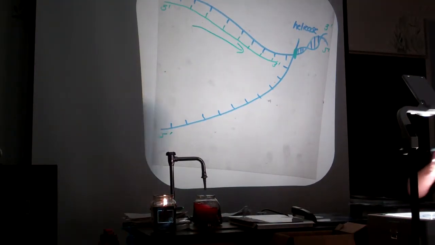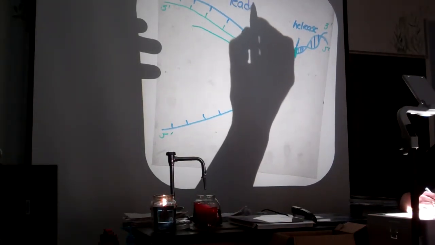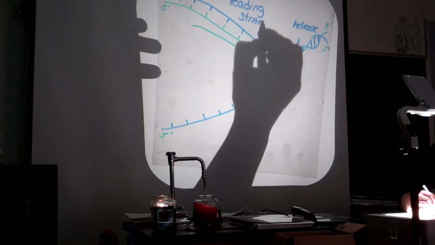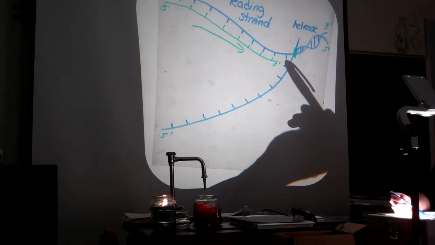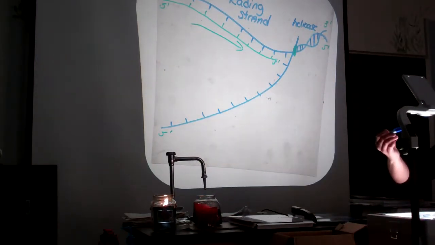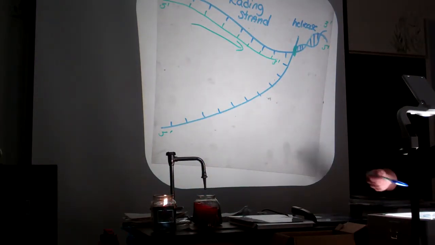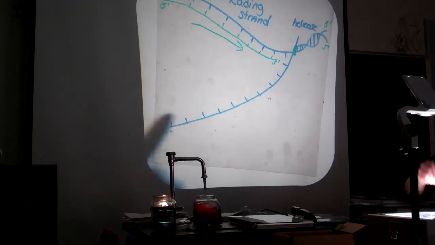So DNA polymerase is going to have no problem working this way. That is called the leading strand. You have to visualize this. On the leading strand, as new nucleotides are being exposed, DNA polymerase can keep doing its job, tacking them on. However, this other strand is a problem.